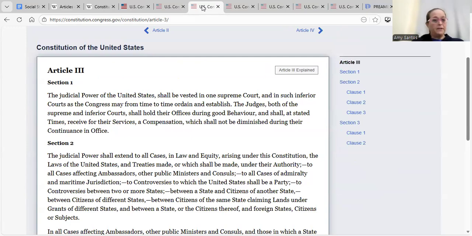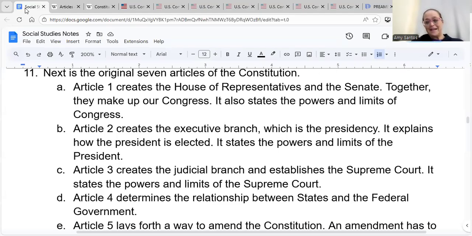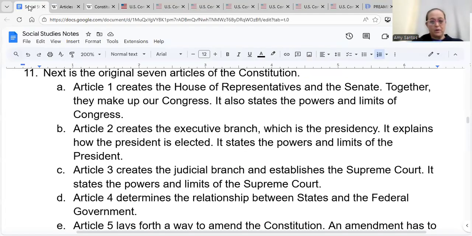Article 3 created the judicial branch. It established the Supreme Court, and it stated the powers and limits of the Supreme Court. So that's what Article 3 was for. And again, this is all just on constitution.congress.gov. You're welcome to read more on it if you want to. I'm not going to go over more of it.